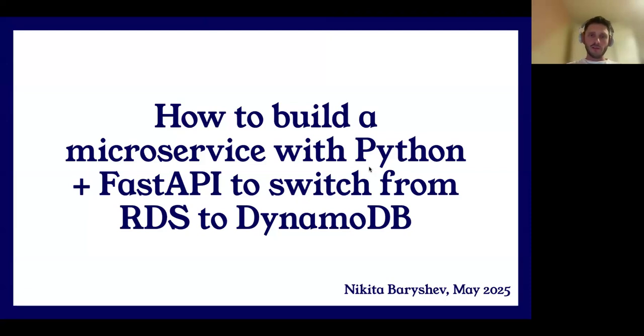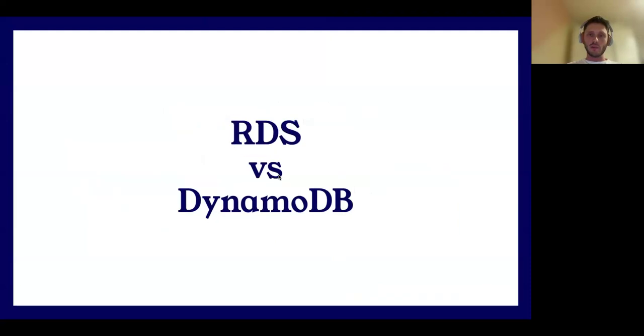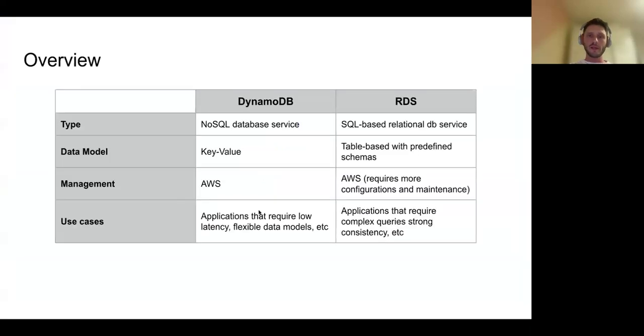We will cover different topics. We will talk about general differences between RDS and DynamoDB, and I will highlight some main things that might make you think about why to switch from one database to another, or will help you understand our motivation behind it. And we will go over the architecture of the microservice that we built, and I will give you some examples there, and we can talk about it in more detail if you want. So let's have a quick overview.